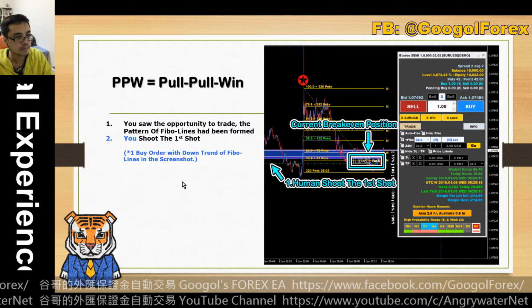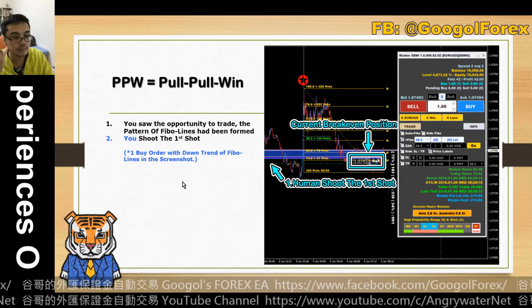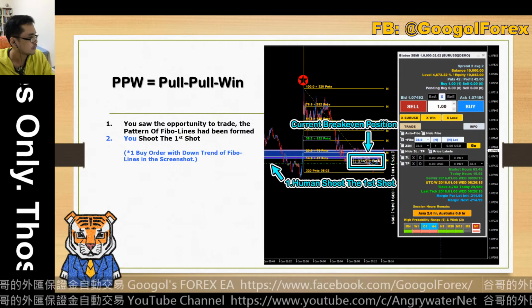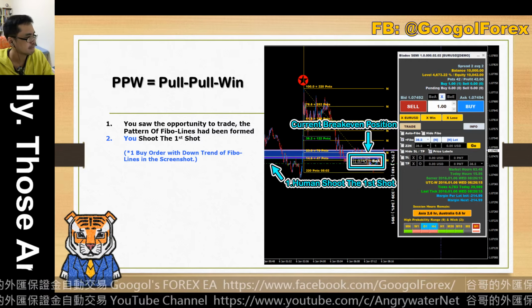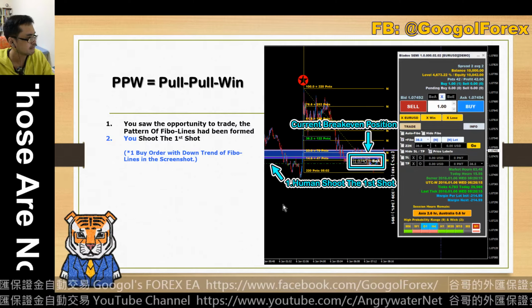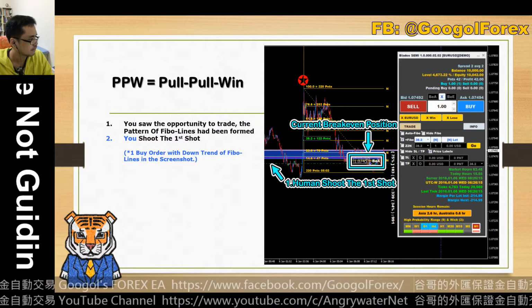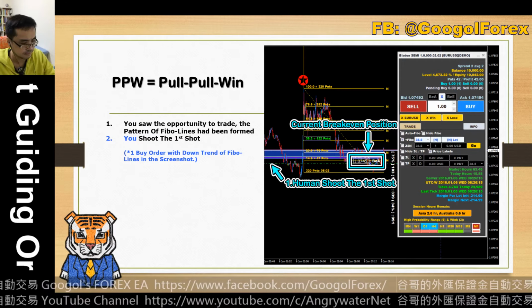Behold, the most important idea of the Blade Semi-EA is PPW. Googol named it Pull Win. Everybody knows the best trader will sell at the highest position and buy at the lowest position. But actually, no real person can do such a thing. Only God can do it.